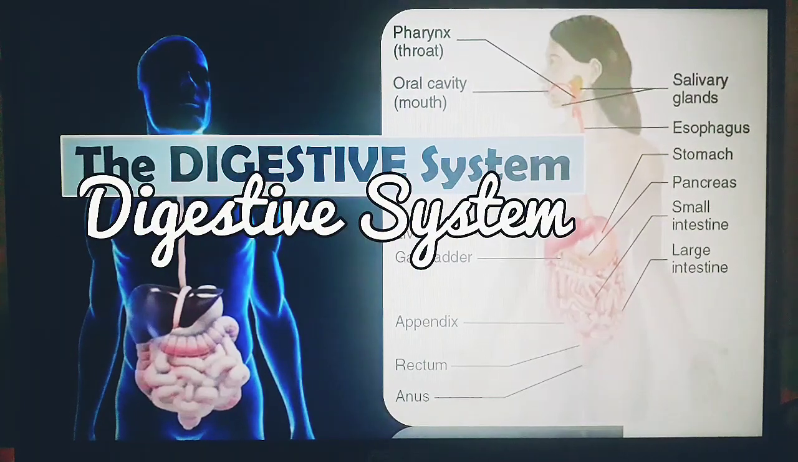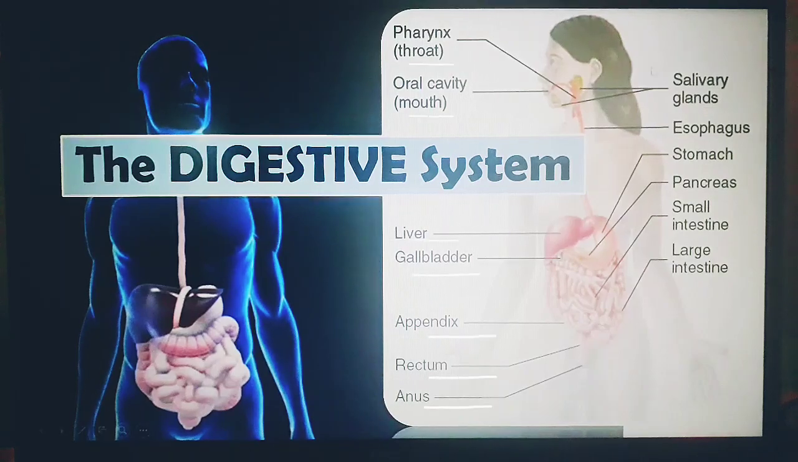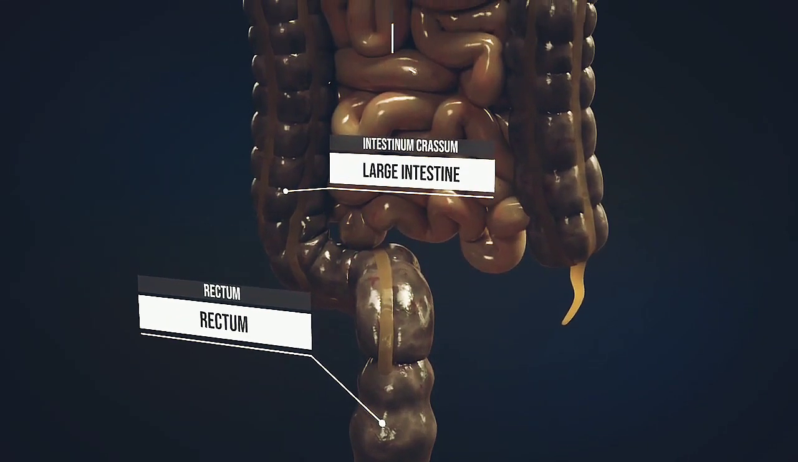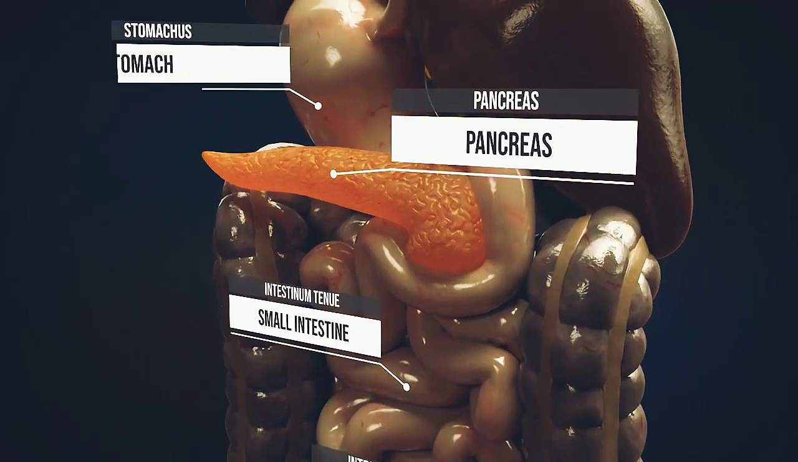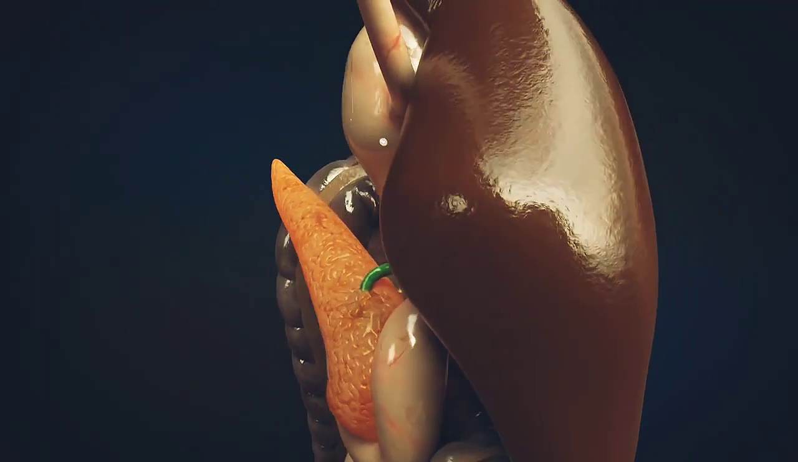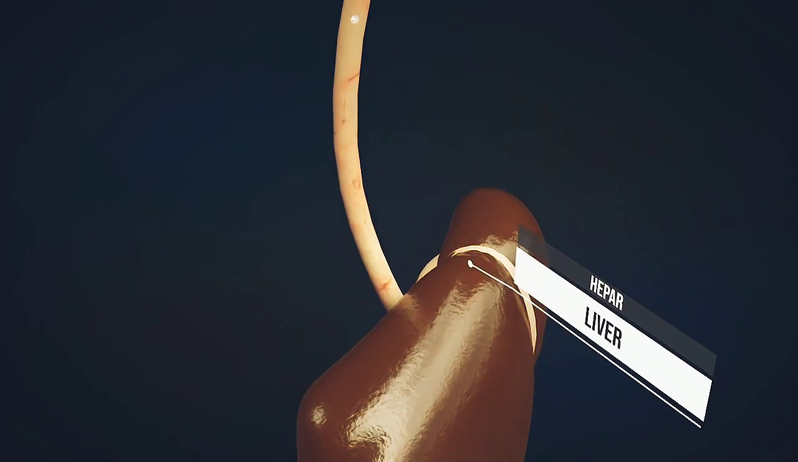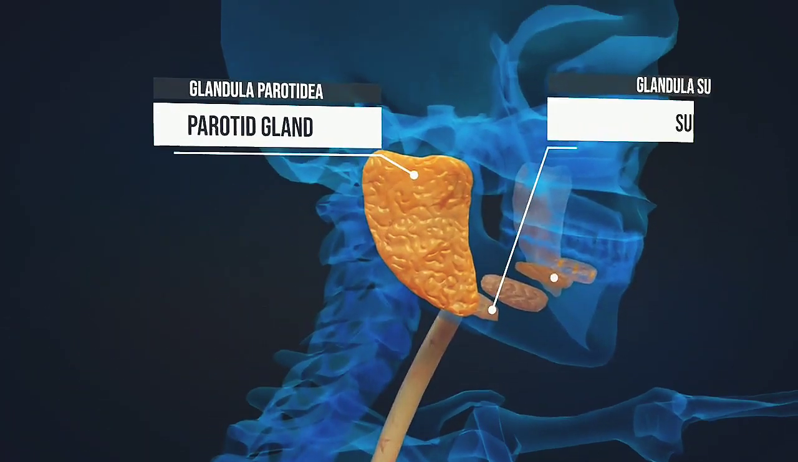The digestive system. So here are the different parts of your digestive system. It basically consists of the rectum, the large intestine, the small intestine, the pancreas, the stomach, also called gaster and ventriculus, and the liver with the gallbladder. The esophagus is also part of this system, as well as various salivary glands near the mouth.